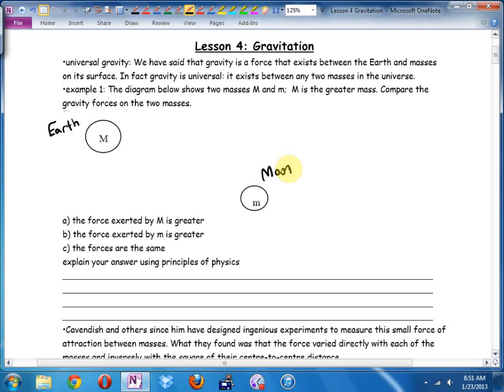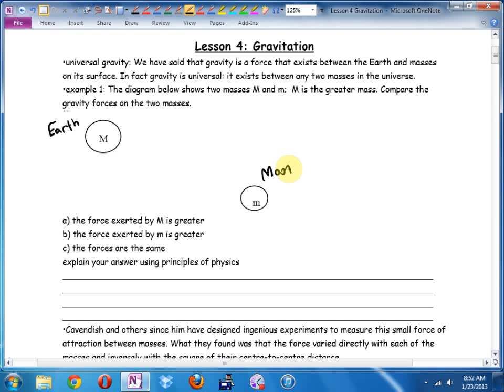Does the Earth have mass? So it will exert a gravitational force on the moon. Does the moon have mass? It will exert a gravitational force on the Earth. Here's what we're going to ask ourselves. Compare the gravity forces on the two masses. A, the force exerted by M is greater. B, the force exerted by little m, the moon, is greater. Or C, they're the same.